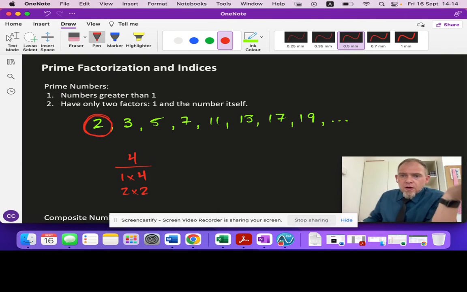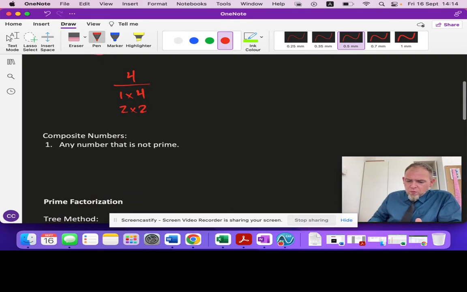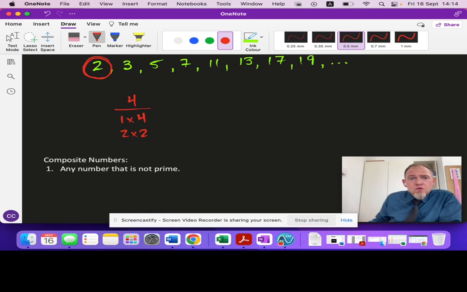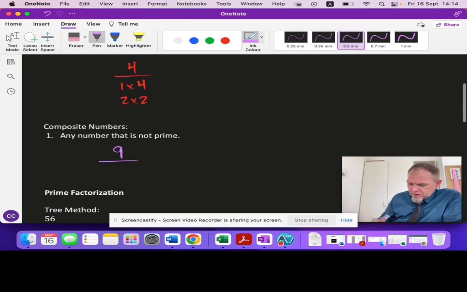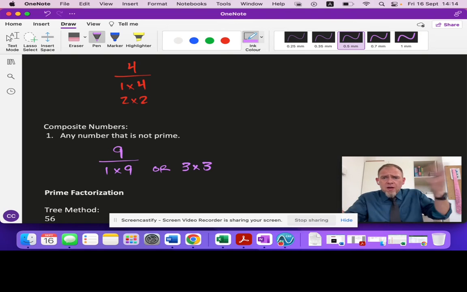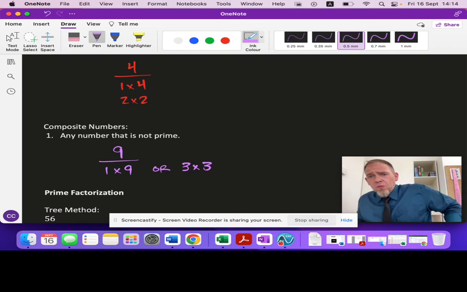And those numbers that aren't prime are what we call composite numbers. So if they have a factor other than 1 and themselves, they're a composite number. When we talk about composite numbers, we could look at the number 9. 9 is not even, but it's not prime, because I could write 9 as either 1 times 9 or 3 times 3. So instantaneously not prime, it's composite. That's what we're looking for.